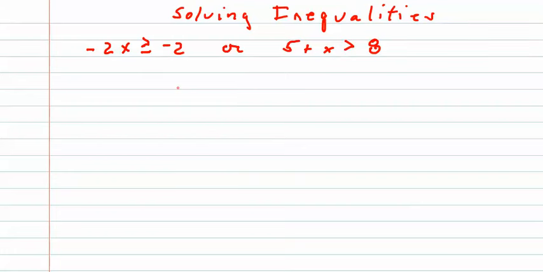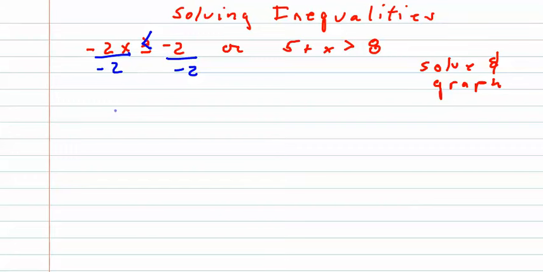Now the instructions will always be to solve and graph. And it's important that both are done. So, first thing I want to do is get x by itself. I divide by negative 2, divide by negative 2. Because I'm dividing by a negative, I switch the direction of my inequality. X then is less than or equal to 1.